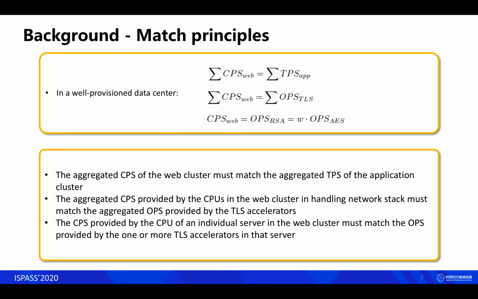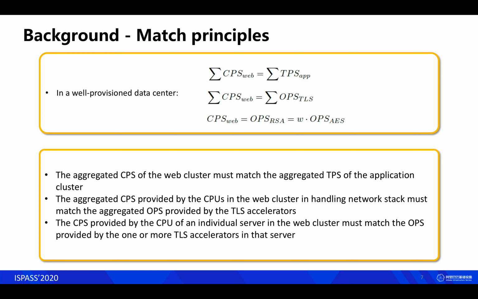Remember, just now we mentioned the multiple match principles in our idealized design. Specifically, although data centers are often over-provisioned in order to provide high availability and better latency during the peak hours, the capacity of the individual cluster still needs to be designed proportionally. In a well-provisioned data center, there should be three dimensions of match principles.